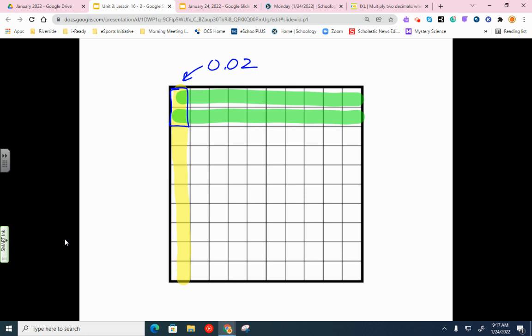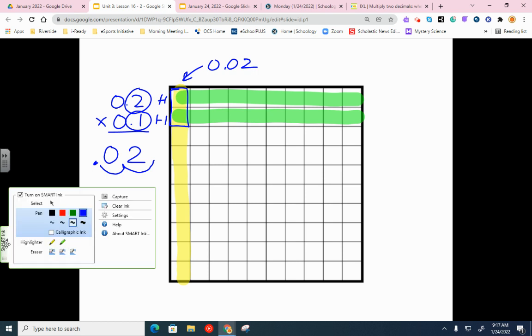And we can also show it this way. So we have 2/10 here in the green, and we have 1/10 here in the yellow. And we know that's one place value. That's another place value. So a total of 2 place values gives us that 2 hundredths. So you can show it visually and then just show it the standard way. Okay.